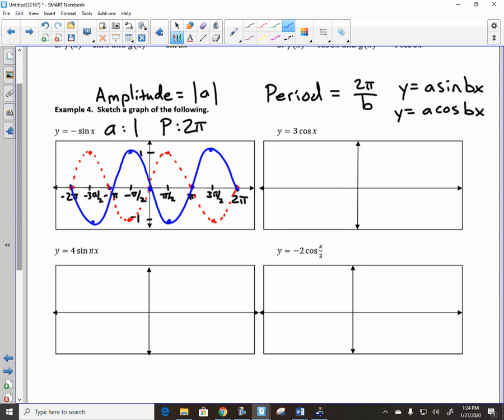Let's sort through this one then. Anybody want to guess what the amplitude is here? It is 3. Anybody want to guess the period? 2 pi. So I'm going to mark off a maximum height of 3 and a minimum height of negative 3. Question?